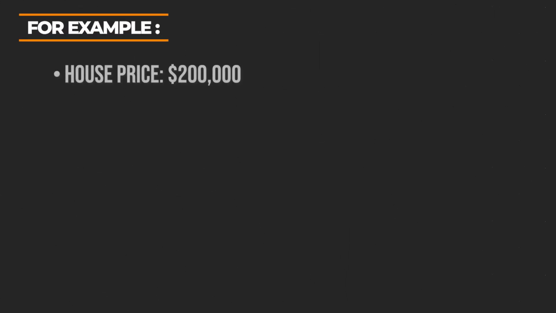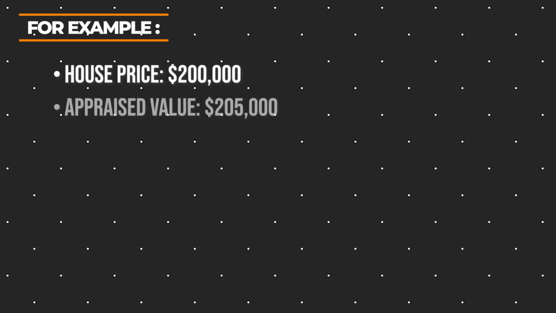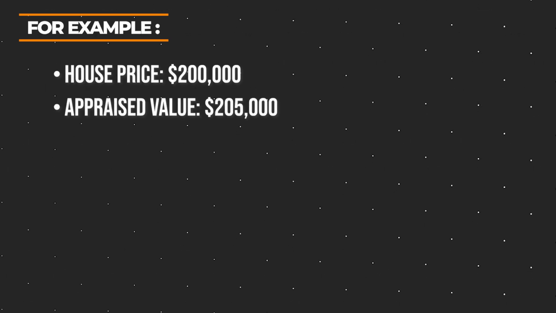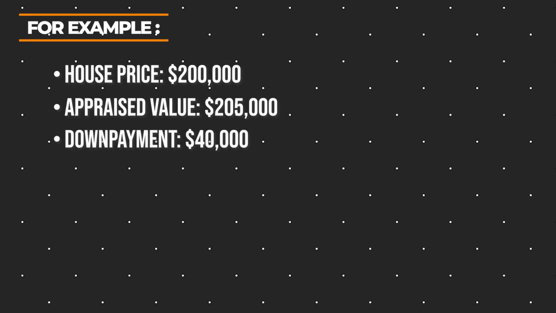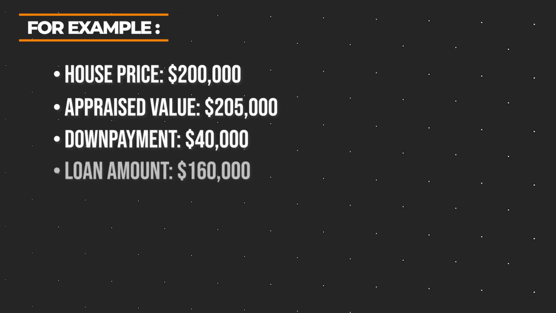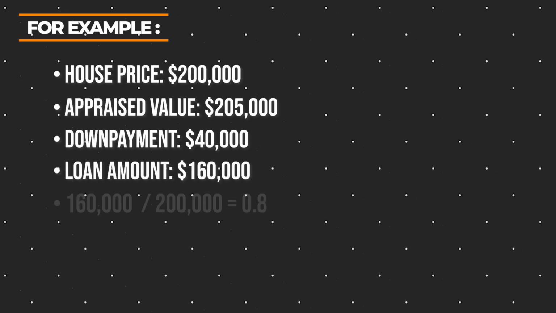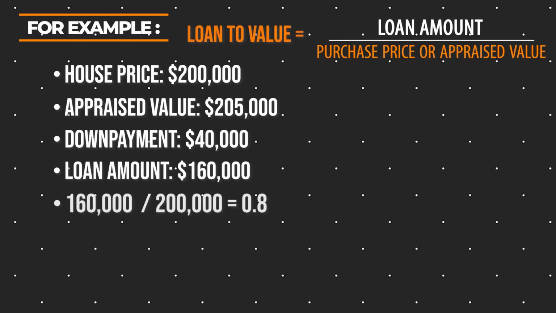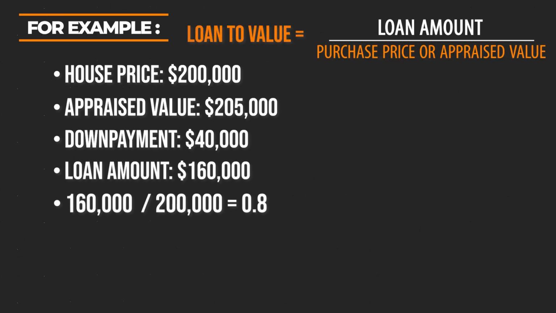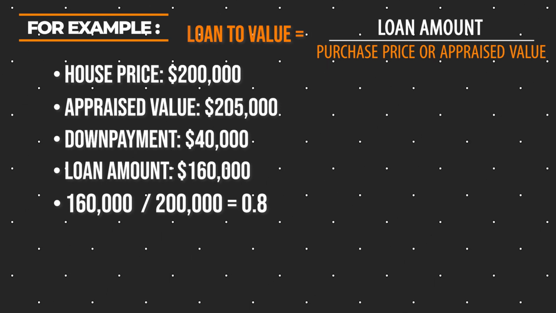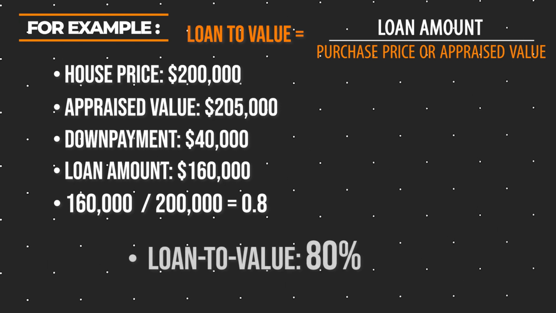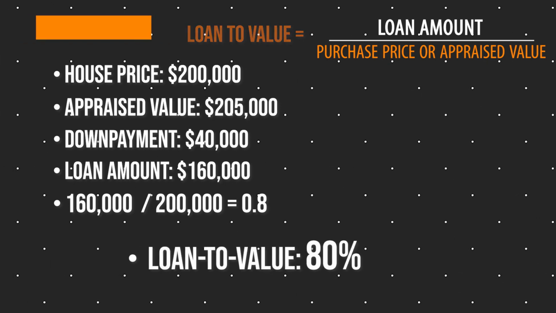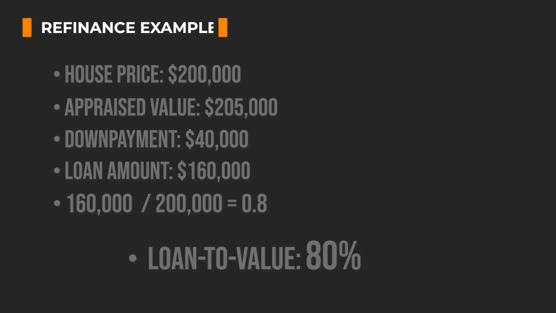For example, let's say you're buying a home for $200,000 and the appraisal comes back at $205,000. Plus your 20% skin in the transaction is $40,000. Your loan amount will be $160,000. $160,000 loan amount divided by $200,000 purchase price, which is the lesser of the two, gives you a loan to value ratio of 80%.